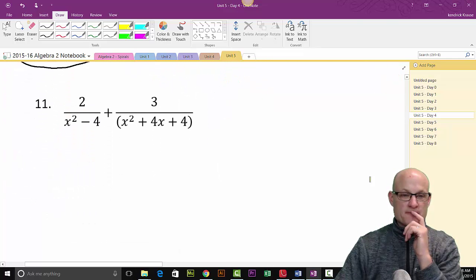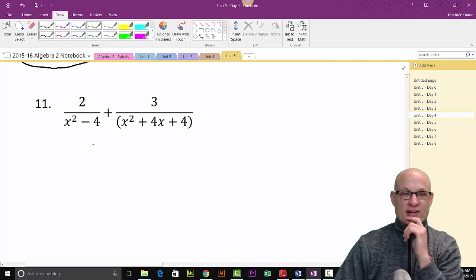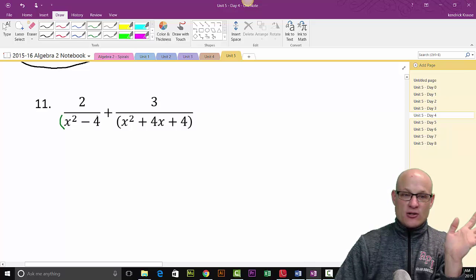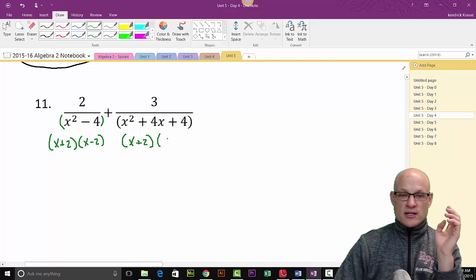Let's try this one. So before I can talk about common denominators, I have to factor. They have to be in their factored form. Okay? Because you really don't want to make your common denominator x squared plus 4x plus 4 and x squared minus 4. That doesn't make any sense. So what we're going to do is we're going to factor them. This one is x plus 2, x minus 2. This one is x plus 2, x plus 2.